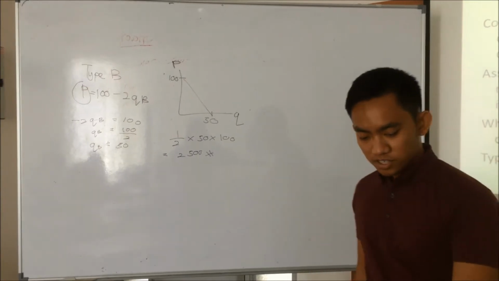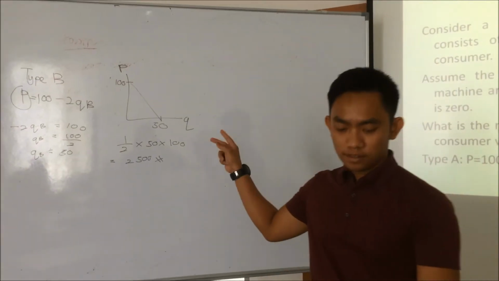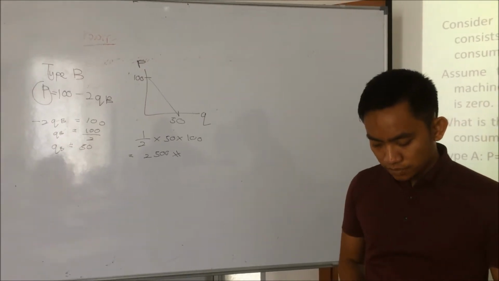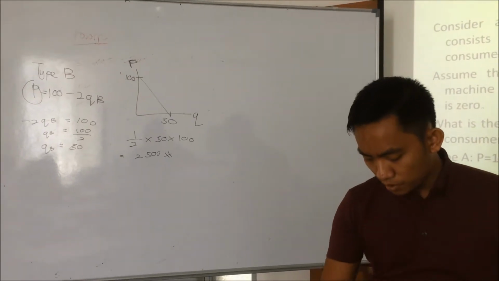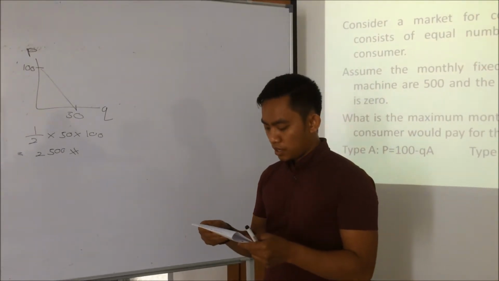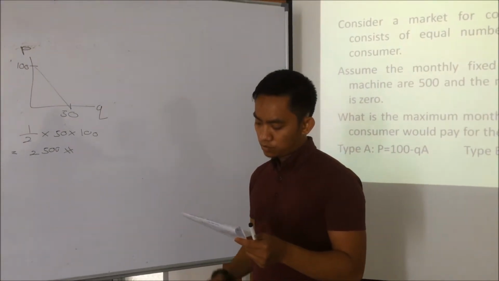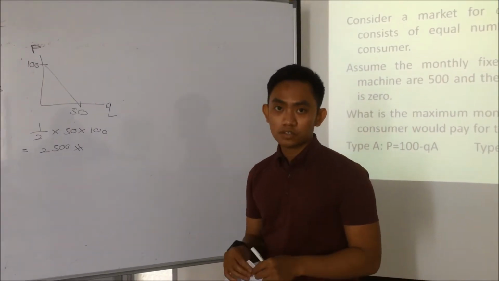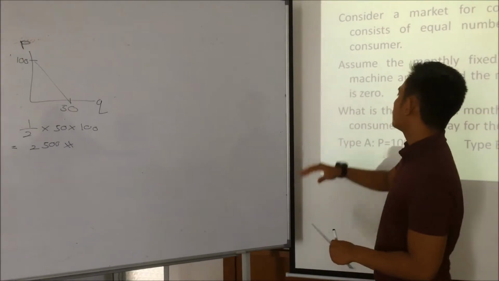The explanation for these two graphs, type A and type B, is that with first degree price discrimination, each type of consumer would pay a maximum rental fee equal to the total consumer surplus obtained if the price per copy was equal to marginal cost. This is for the first calculation.